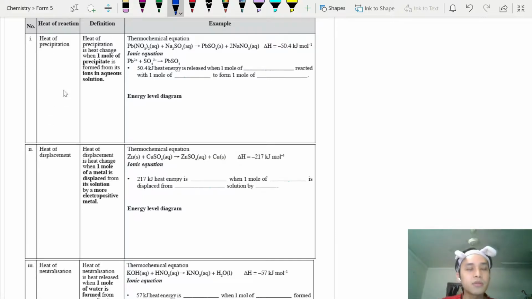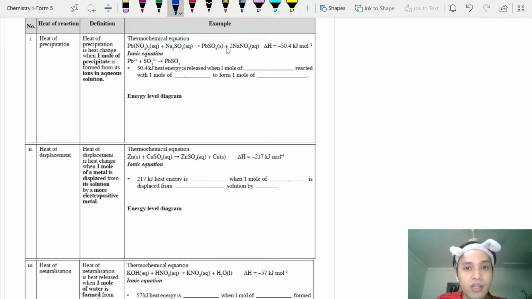Alright, now the definition is given in your textbook or in your reference book, but when they ask for the definition, you need to change the definition accordingly. So I show you one example. Heat of precipitation. The general definition is: heat change when 1 mole of precipitate is formed from its ions in aqueous solution. This is a general one, but if you want to write it in a specific way for your questions, this is how we do it.